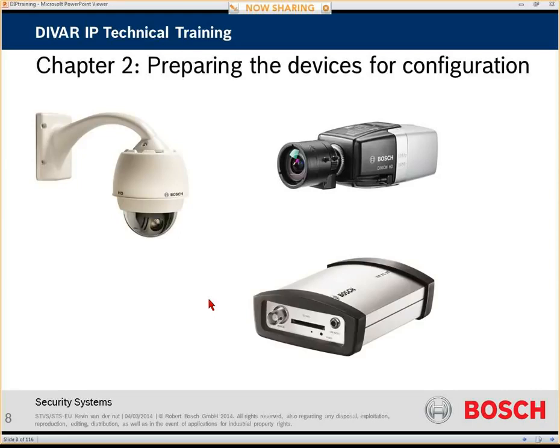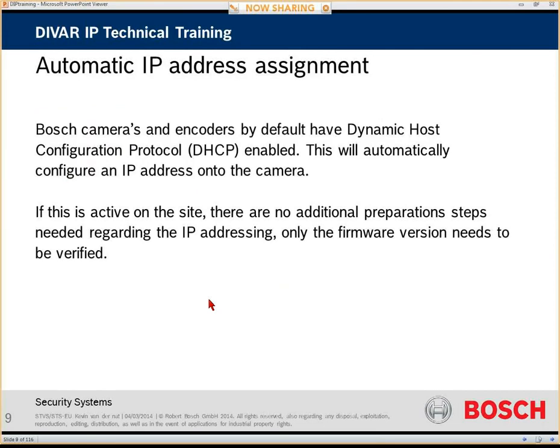So if we look at preparing our devices for configuration fresh out of the box, by default our cameras are configured in such a way that when they're first connected to a network, they will automatically obtain an IP address through the Dynamic Host Configuration Protocol, or DHCP. This of course has a dependency that a DHCP server needs to be active on the site.